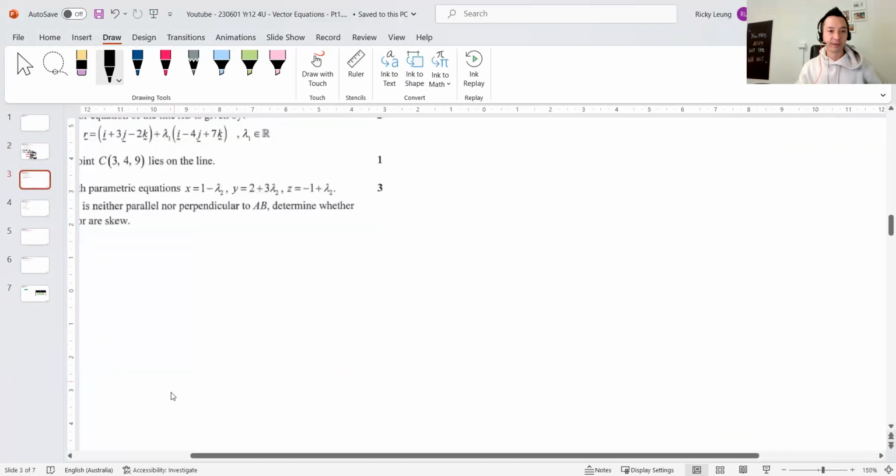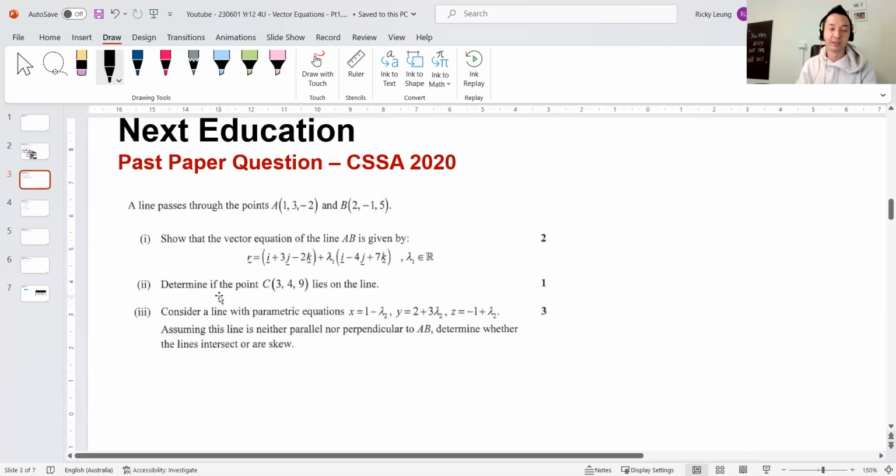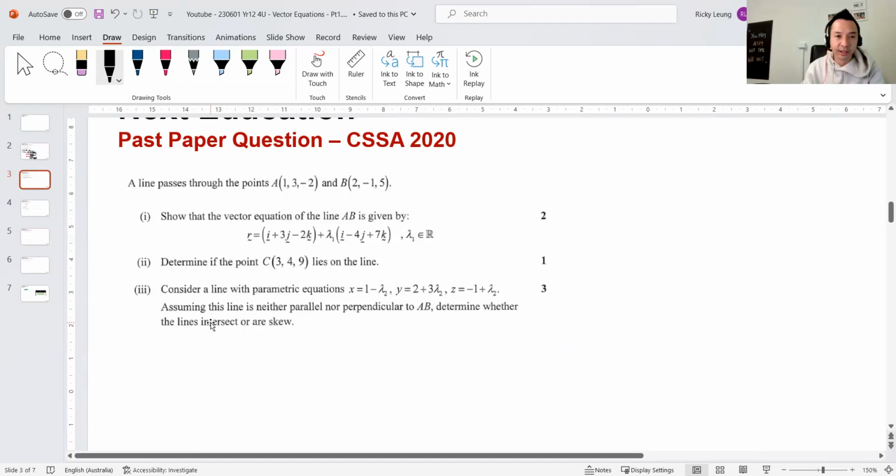This one here is from the Catholic School Papers, CSSA. It's got 3 parts, 6 marks. Let's see what we're dealing with here. So the question says, a line passes through 2 points. Find the vector equation, okay, that's pretty straightforward. You basically pick one of the points and call it R0, and then from A and B, subtract them to get the direction vector, and you plug it into the formula.